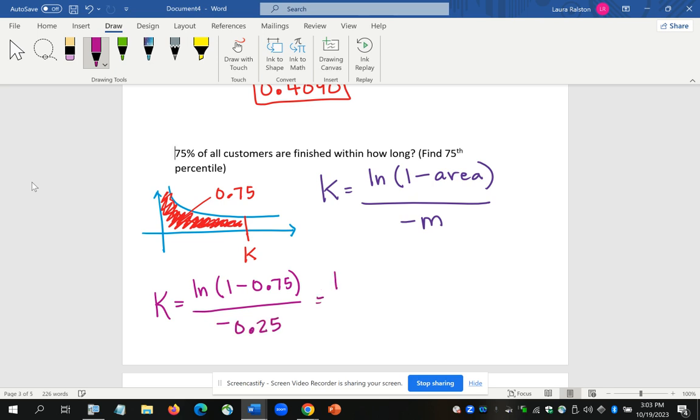So I have the natural log of 0.25 divided by negative 0.25. Now those values aren't always the same. It just so happens in this particular problem. So then I'm going out to my calculator.